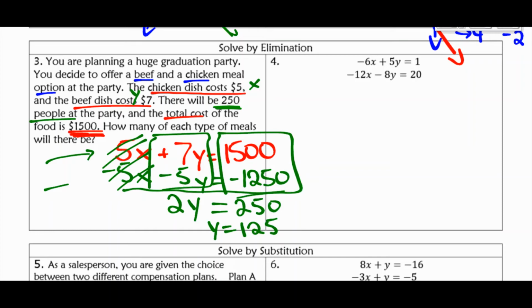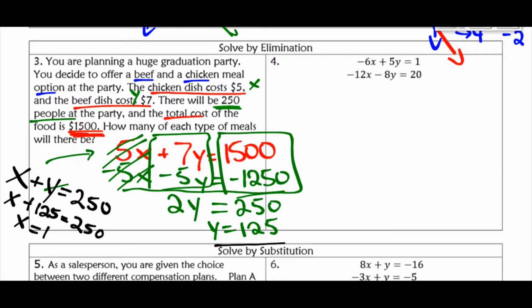I know that there's 250 people altogether. My second equation was x plus y equals 250. Well, now I know that y is 125. So I'm just going to solve for the x by subtracting that over, and actually x happens to be 125 also. So there were the same number of chicken and beef meals that were ordered.